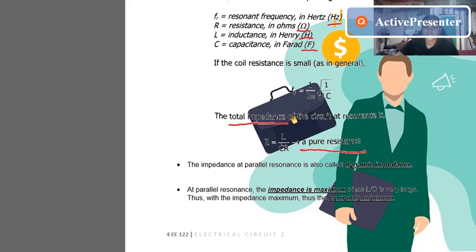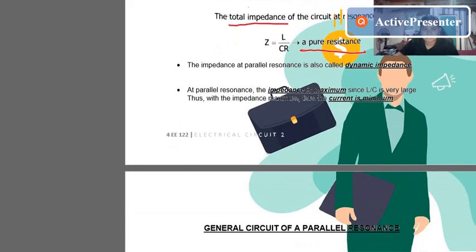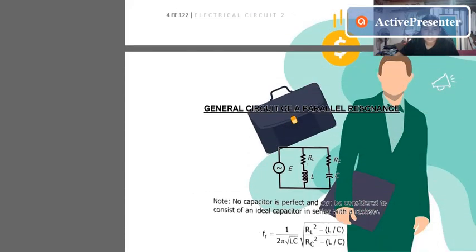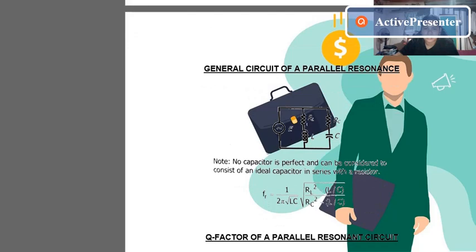So, sa series na to, diba, if maximum ang current, maximum po ang impedance. But here, in parallel, if ang atong impedance is maximum, ang current is minimum. So, kabaliktaran niya. So, general circuit of a parallel resonance.